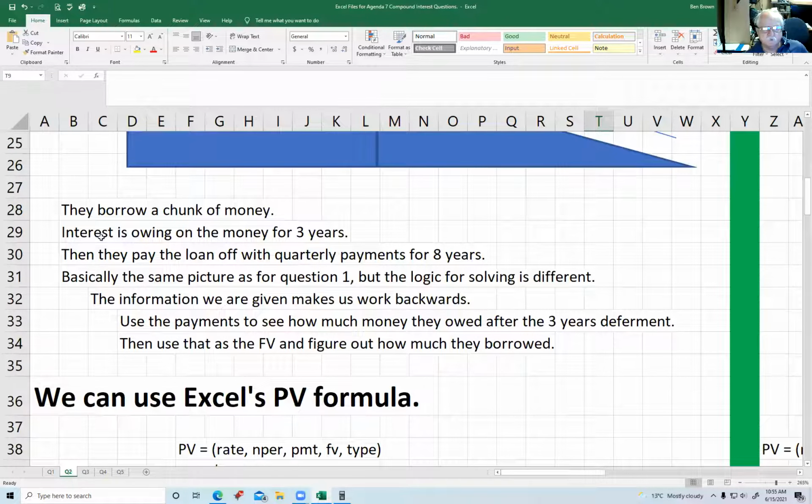So they borrow a chunk of money. Interest is owing on the money for 3 years. That's the deferment. Then they pay the loan off with quarterly payments for 8 years.